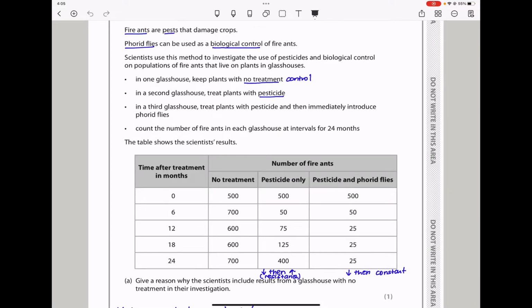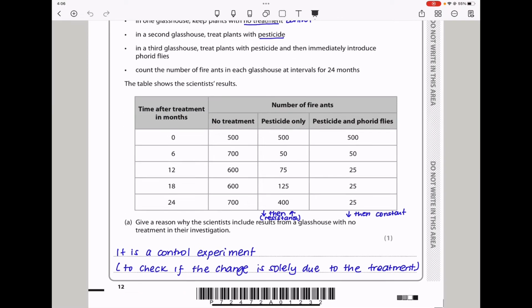In one glass house, keep plants with no treatment. In a second glass house, treat plants with pesticide. In a third glass house, treat plants with pesticide and then immediately introduce forage flies. Count the number of fire ants in each glass house at intervals for 24 months. The table shows the scientists' results. So here from the table we can see time is increasing in months. This increases, decreases, and increases. And then here we can see there is a decrease until here, then it begins to increase. Here we can see a decrease and then it becomes constant.